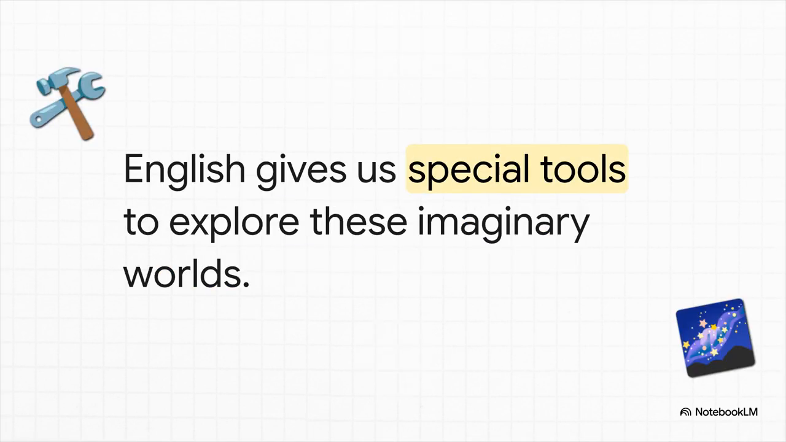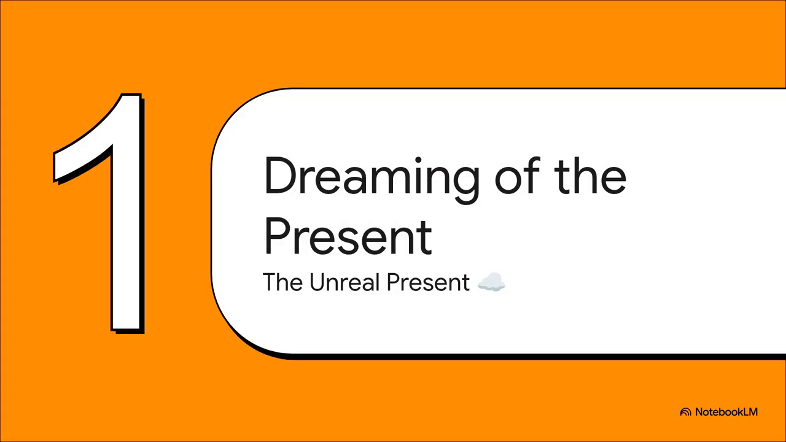Well, here's the cool part. English actually gives us specific, special tools just for this kind of thinking. They let us build and explore these entire imaginary worlds with total clarity. So let's jump in and check out the first one. Okay, first up, let's talk about dreaming. Dreaming of a different present or a different future. This is where this thing called the second conditional comes into play.